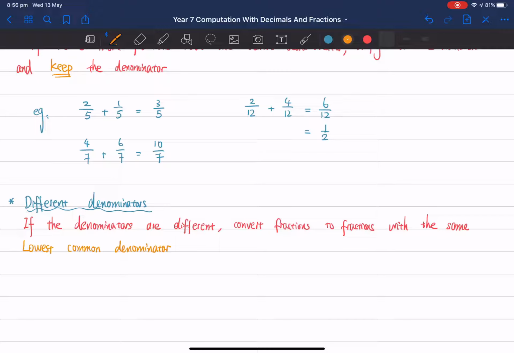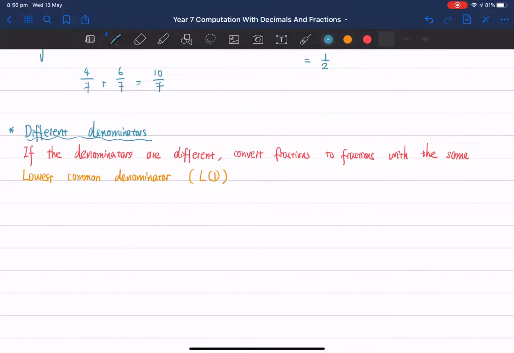Okay, and we call that LCD, lowest common denominator. All right, so I'd like to show you how to do it if the denominators are different. How do we add the fractions together? All right, so let's have a look at a question. If we have 3 over 4 plus 5 over 6.